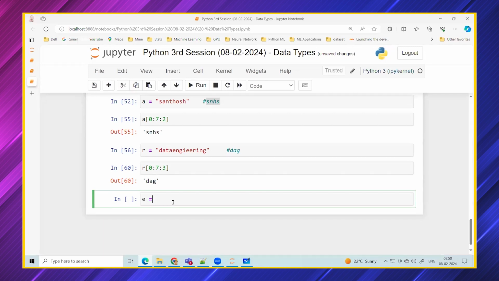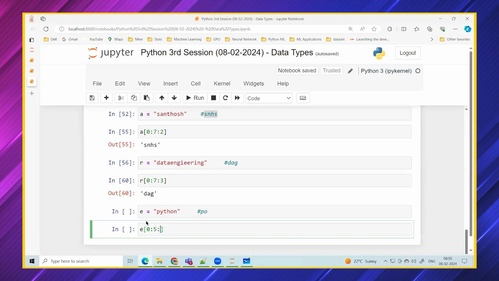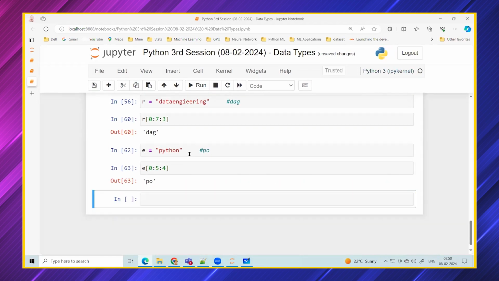E equal to Python. Again, I'm saying if you say the wrong answer, I'm not going to stop this topic. The requirement is, come on. E colon 0 to 5, 0 to 5 colon 4. Finally, I got a unique answer. So who can explain to me why it is 0 to 5 to 4? Who can explain this?